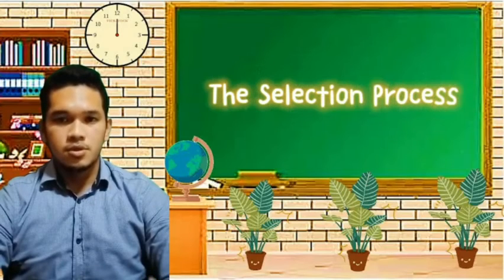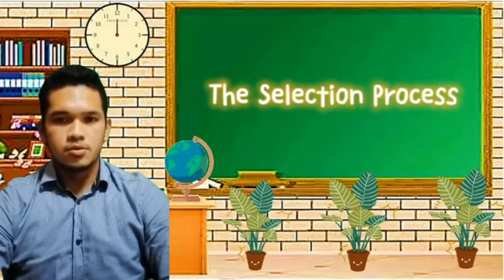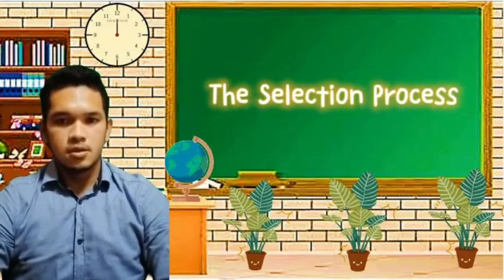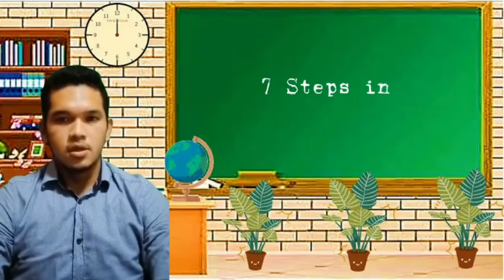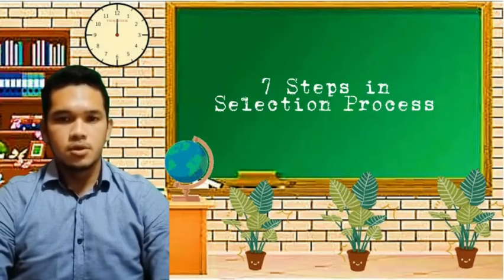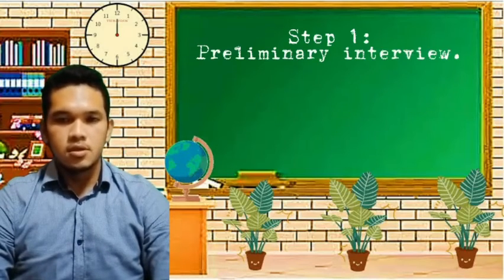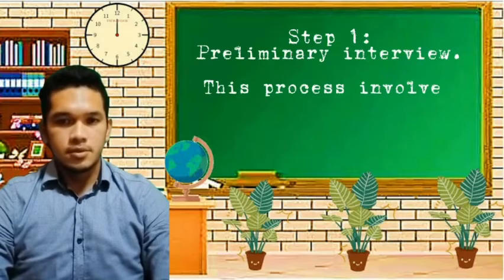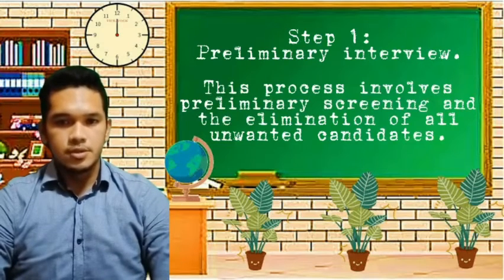Now, I'm going to talk about the selection process. This topic will give us an idea why the process of selecting a perfect employee is a time-consuming and challenging procedure. In the selection process, there are 7 steps that need to be followed. Step 1. Preliminary interview. This process involves preliminary screening and the elimination of all unwanted candidates.